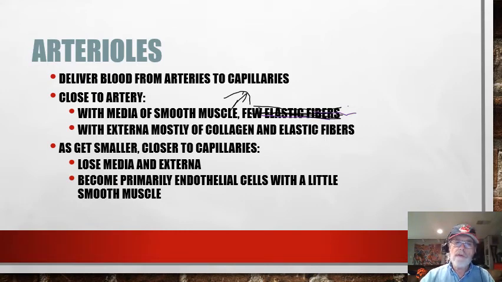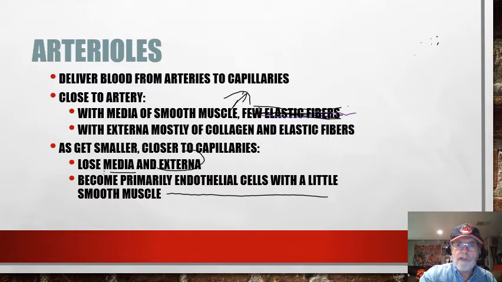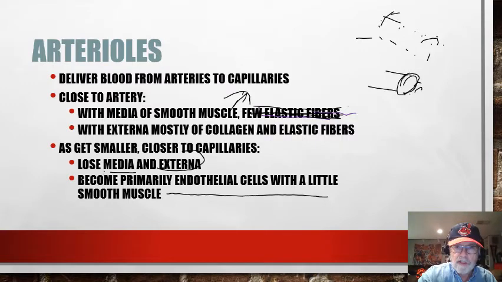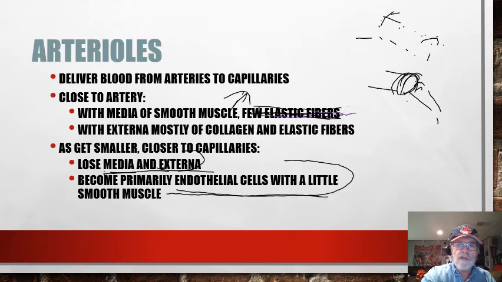Okay. So as we get smaller and smaller and closer to the capillary, we lose the media and externa. Instead of a lot of elasticity with some muscle in the arteries, in the arterioles we have more muscle and even less elasticity. And as I get close to the capillaries, I'm even losing that. I'm starting to make that transition. It's not like there's a line where you stop being an arteriole and start being a capillary. But we start to lose the media and externa as I get closer and closer to the capillaries. These arterioles get smaller, and the walls get thinner and thinner. And finally, it basically just becomes endothelial cells with a very small amount of smooth muscle that will actually control what goes into the capillaries.